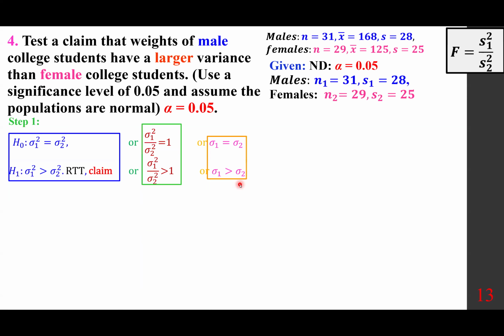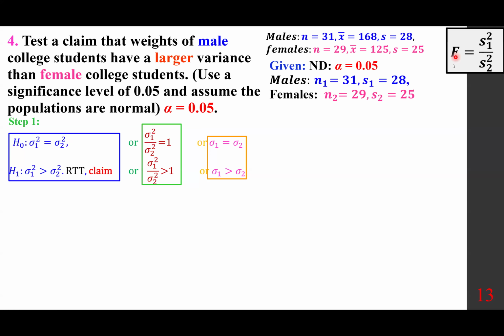But equivalent to this would be sigma 1 squared over sigma 2 squared equals 1, sigma 1 squared over sigma 2 squared is larger than 1. Or sigma 1 is equal to sigma 2, sigma 1 is larger than sigma 2. Which one do you use? Just be consistent. Don't mix and match. And if you're given one of them, choose accordingly. See whether they're going to give you sigma or sigma squared. So having said that, that's the first step.